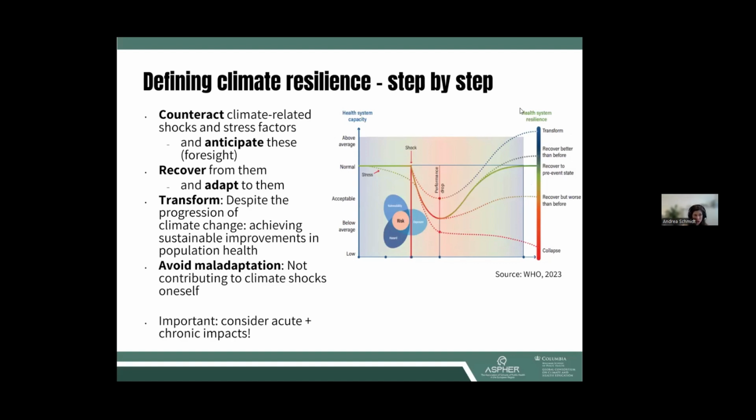Because the transformation is really what involves the opportunities that we have when we talk about climate resilience, and also the need for reducing greenhouse gas emissions, so that we're not just adapting and going back to the original state, but really making an effort. Where do we have to transform our systems and build them back in a better way than before? And that includes not just avoiding maladaptation, but really thinking about what can be sustainable improvements in population health. And we will go back to this transformation aspect later when we discuss the indicators.